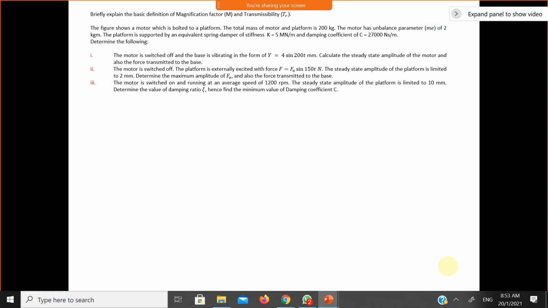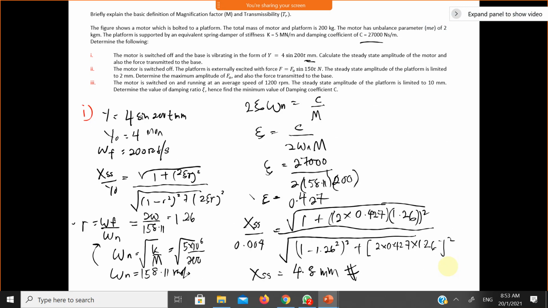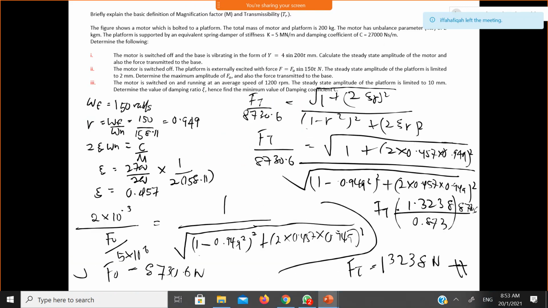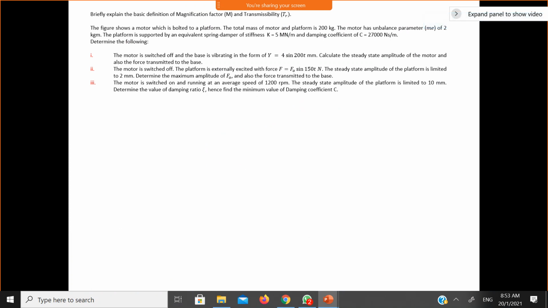Okay, number 3. Okay, sekarang ni the motor is switch on. Kita switch on the motor, then what happen to our system? Dia akan vibrate sekali motor, then dia akan ada vibration about rotating. So means that kita kena consider this case as second case lah, case nombor 2 lah. Running an average speed 1200. Alright, average speed 1200.